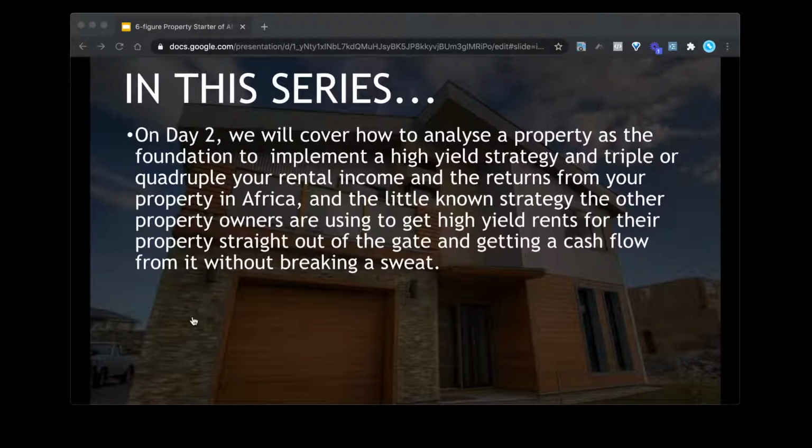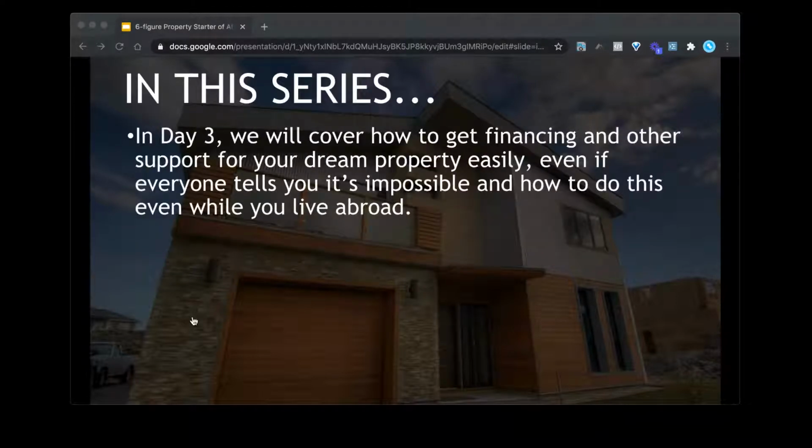And we're also going to talk about the little known strategy that other property owners are using to get high yield rents for their properties straight out of the gate and getting a cash flow from it without breaking a sweat, right? And in the series on day 3, we will cover how to get financing and other support that you need for your dream property, even if everyone tells you it's impossible, and how to do this even while you live abroad, okay?